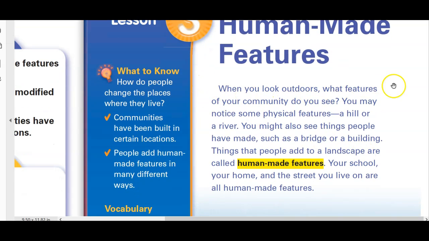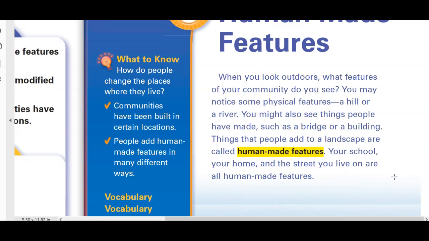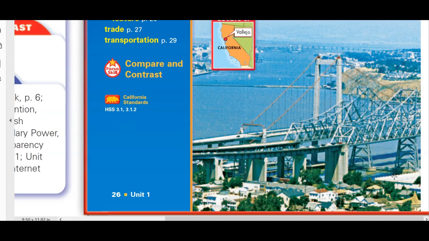When you look outdoors, what features of your community do you see? You may notice some physical features, a hill or a river. You might also see things people have made, such as a bridge or a building. Things that people add to a landscape are called human-made features. Your school, your home, and the street you live on are all human-made features. Okay. For example, that bridge, that's a human-made feature.